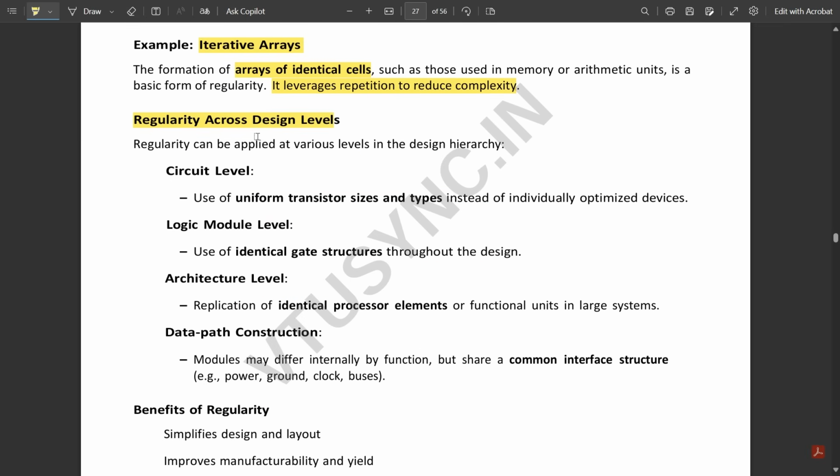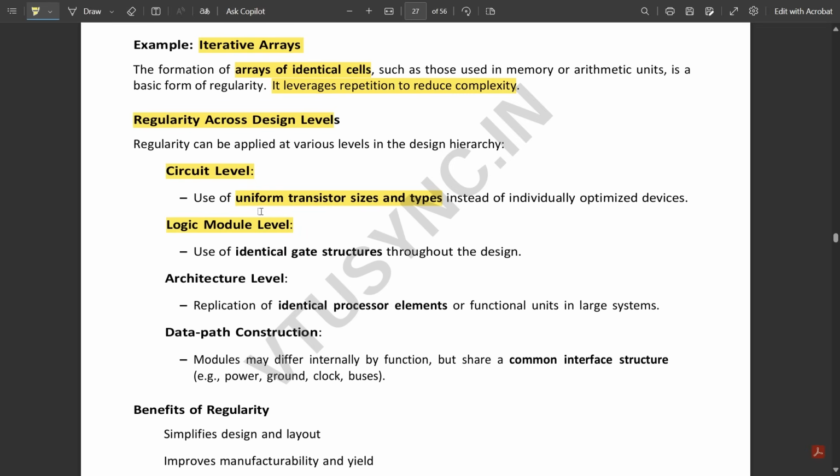Regularity can be applied at various levels in the design hierarchy. So the various design levels are: one is circuit level. Under circuit level, the use of uniform transistor sizes and shape types. That is, if you want to build any circuit, you take one common transistor, and the same transistor is used without changing its width and length in the complete circuit.